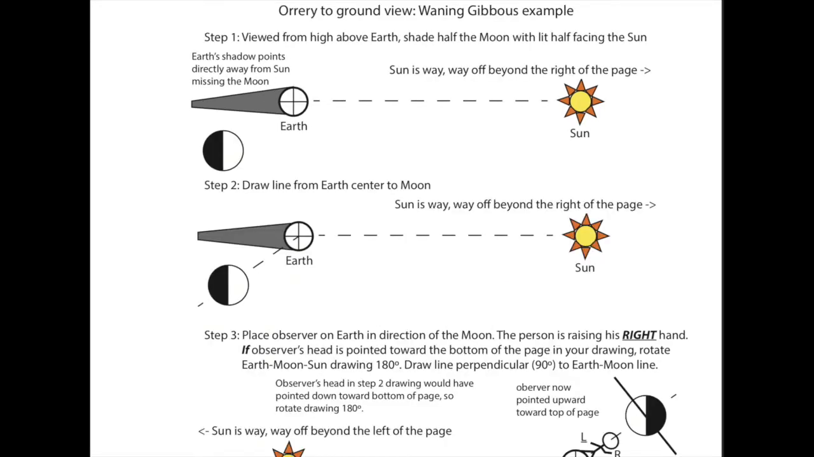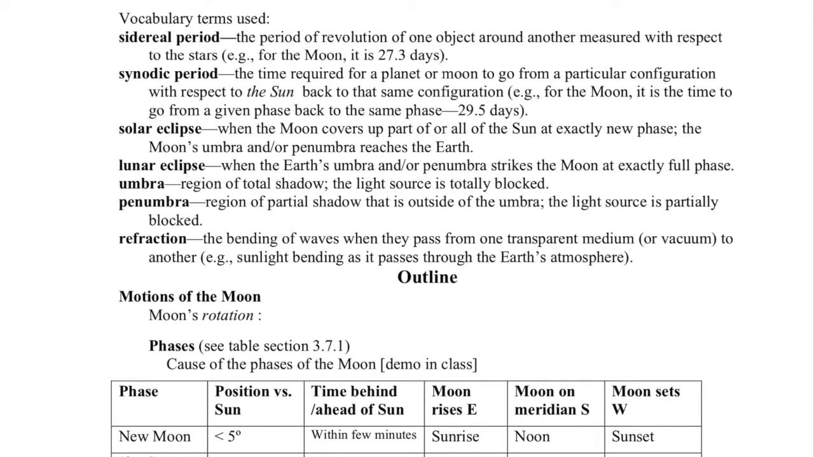The fourth page in the student guide guides you through from where the moon is in its orbit for a waning gibbous phase to how it looks like an oval with the lit part on the left side of the moon. Now back to the first page.